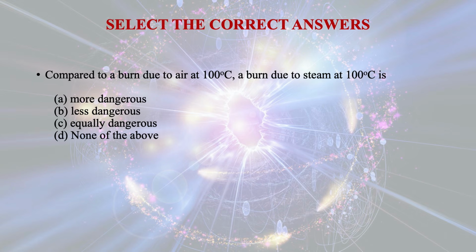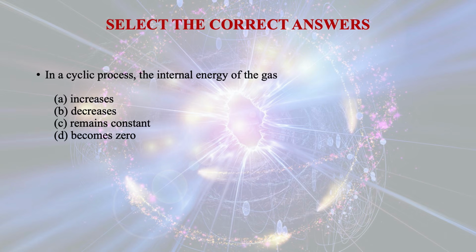And this is another objective type question: in a cyclic process the internal energy of the gas increases, decreases, remains constant, or becomes zero. But you know very well, for a cyclic process the properties will not change. So if you think of the internal energy of the gas, that will remain constant. In a cyclic process, the internal energy of the gas will remain constant. There will be no increase or decrease of the internal energy for a cyclic process.